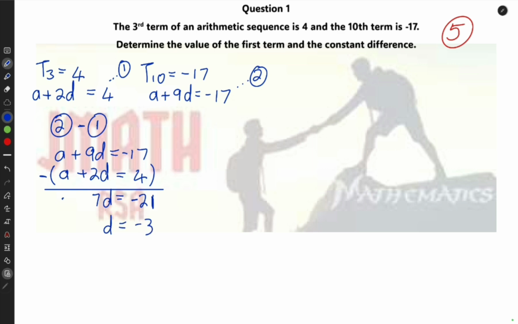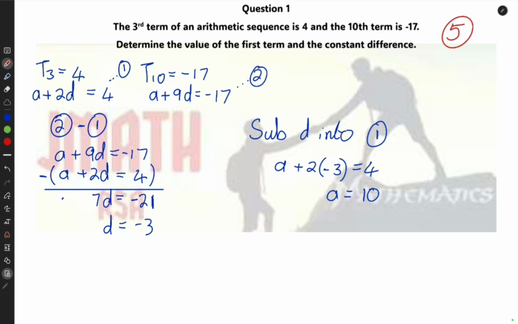So now I answered half of their question, but they also wanted to know what is my first term. So now I can just write, I am going to sub D into, you can choose any of your equations, I'm just going to take number 1. Okay, A plus 2 times negative 3 must be equal to 4. I know that's minus 6. If I take it over, it becomes 4 plus 6. And there I answered their question.